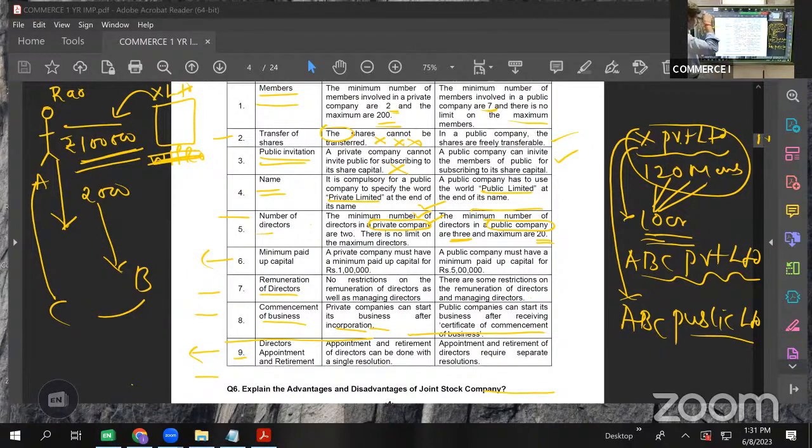In case of a private limited company, it can be done by a simple, single resolution. But here, a special resolution has to be passed. Again, it's about appointment and retirement of directors. In a private limited company, appointment and retirement of a director can be done by passing a simple single resolution. But in a public limited company, it has to be a separate or special resolution.